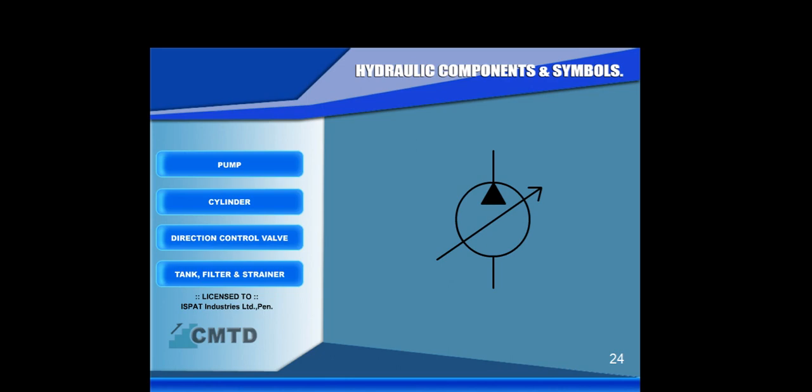This is the symbol of any type of variable displacement pump. The inclined arrow indicates the feature of variable delivery in the pump. If the arrow is not displayed, this is a fixed displacement pump. If the triangle is not filled, the symbol indicates an air compressor. This is a fixed delivery air compressor. This is a variable delivery air compressor.